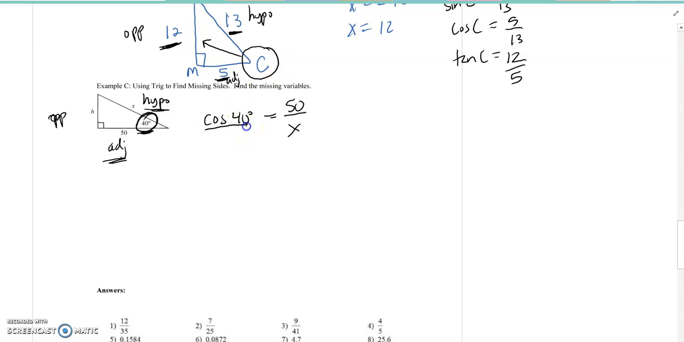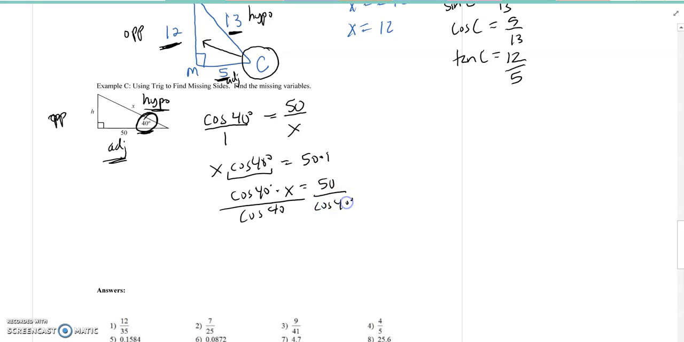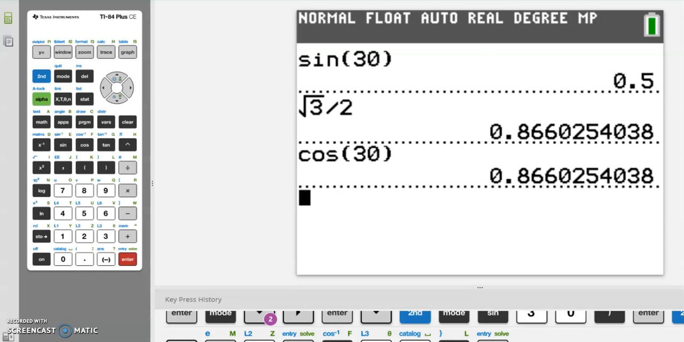I'm going to put cosine 40 over 1 and I'm going to cross multiply. So I have x times cosine of 40. This is just a number that my calculator would do, equals 50 times 1. So cosine 40 times x equals 50. Now I can divide by cosine 40 degrees, so x equals 50 divided by cosine of 40 degrees. Now I can use my calculator to find the actual length.